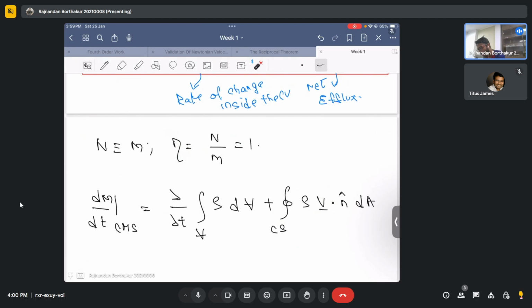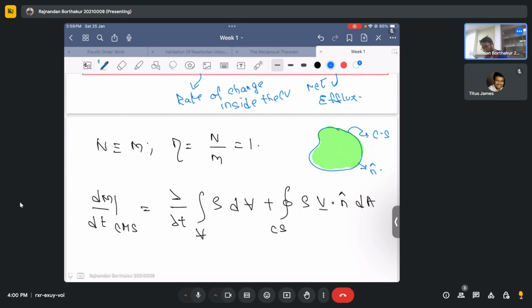For instance, if I have an area something like this, let's say this is my control volume, and this is my control surface, the blue line is my control surface. So n cap is the unit normal of this control surface. This is something that you need to realize.